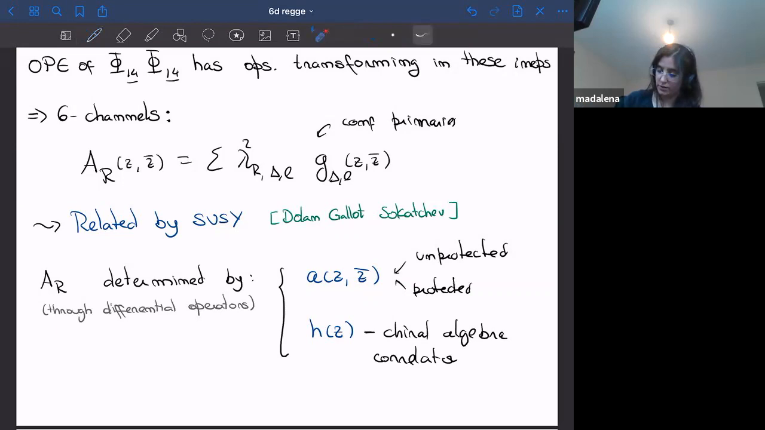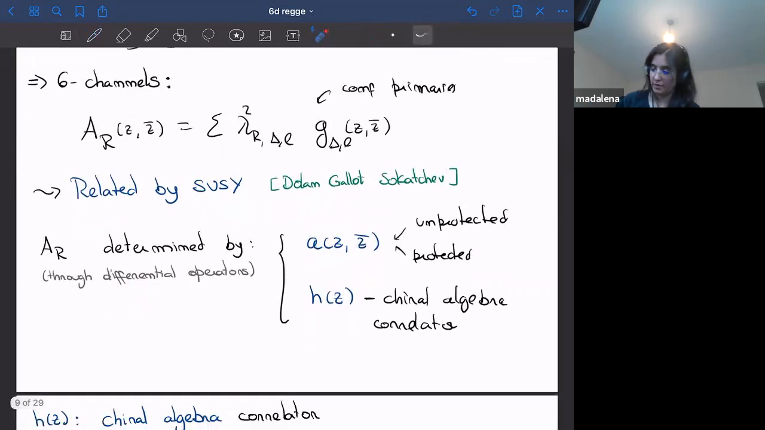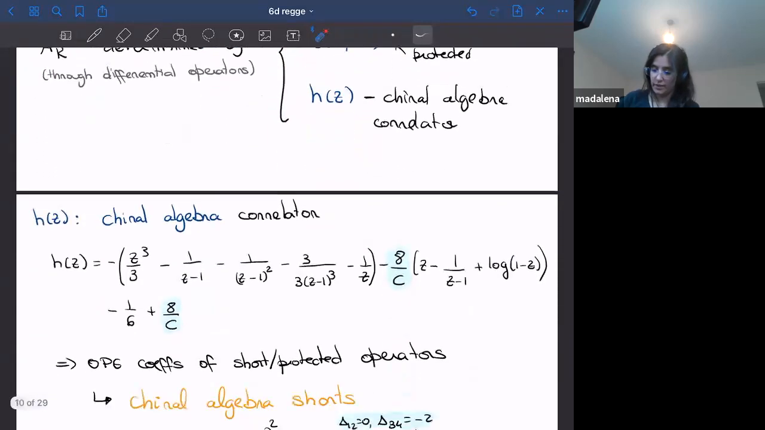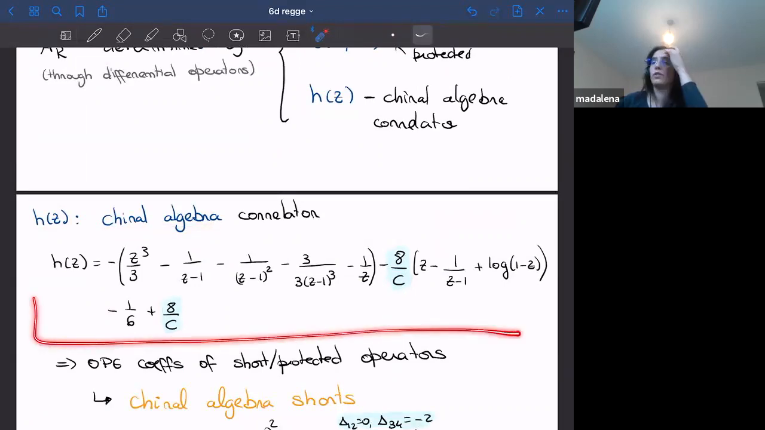And this relation is through a differential operator, so there's some complication that comes from this. But in principle, or in practice, once you know these 2 functions, then you know all of these channels. So as I said, this H is related to the chiral algebra correlator, and it can be fully fixed. I just wrote it down here in full glory.